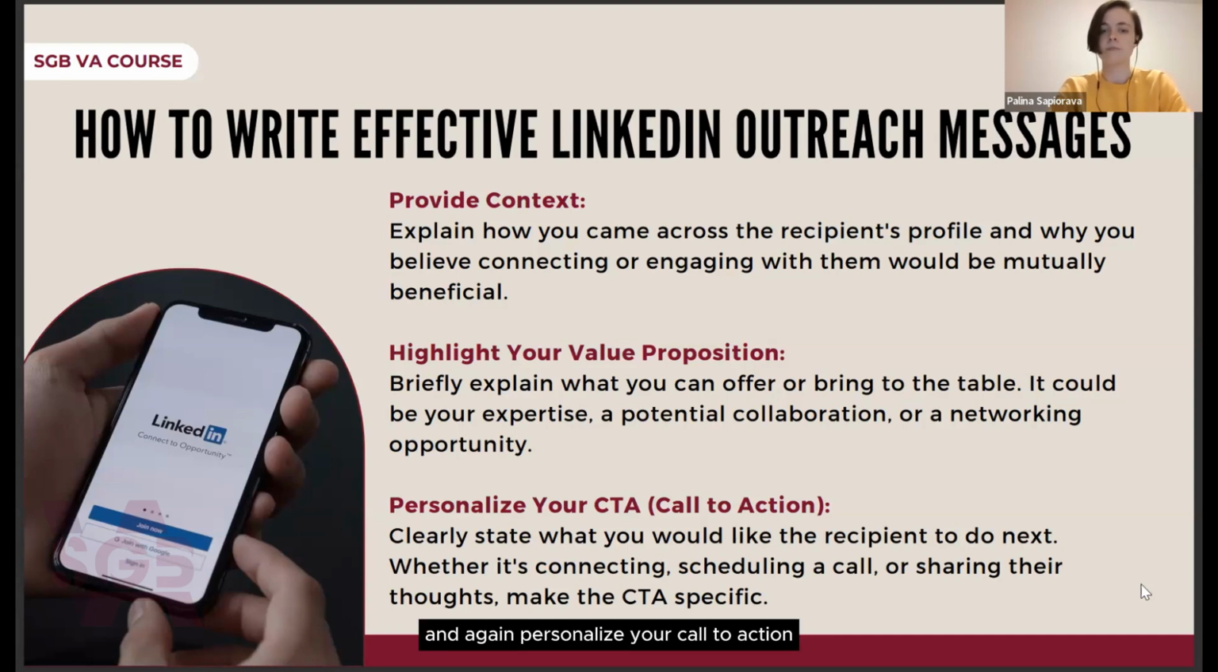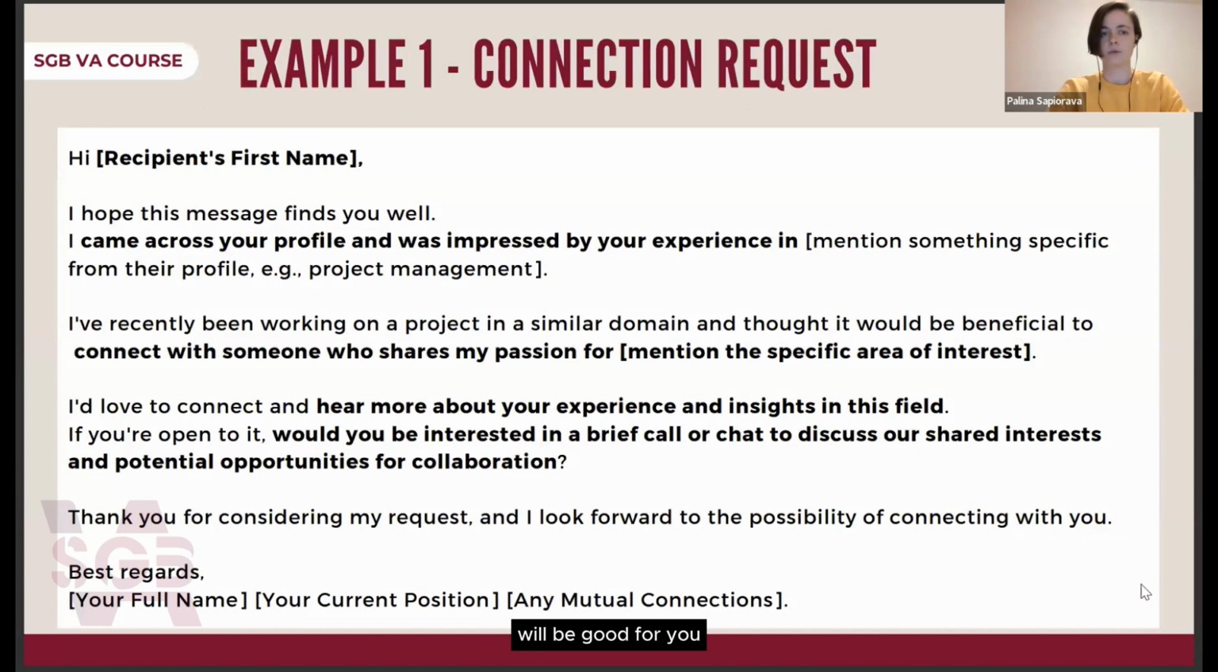And again, personalize your call to action. So clearly state what are the options that the recipient has, for example, texting you back, scheduling a brief call, well, anything that will be good for you. Let's take a look at the example of a connection request.